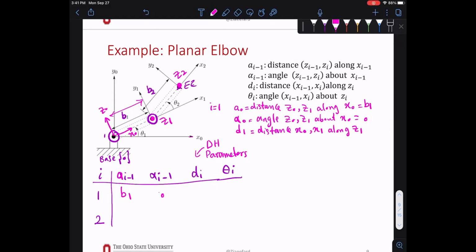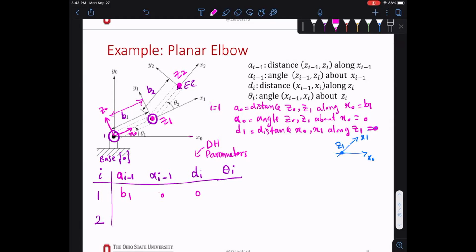I'm going to draw it down below here. So this is X0. This is X1, right? And this is our Z1. What's the distance between X0 and X1 along Z1? What's the distance between two coincide axes? 0. So this is 0. I'm gonna put 0.